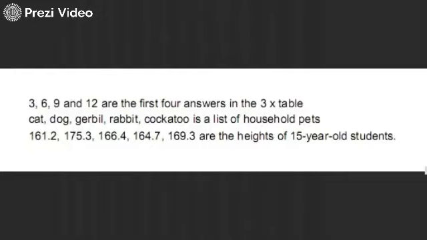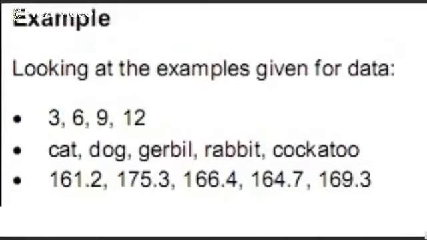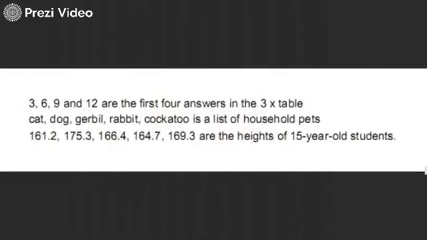Cat, dog, gerbil, rabbit, cockatoo is a list of household pets. So these 5 pets or 5 animals are actually a list of household pets, or these are animals which can be good household pets. Thirdly, we have the numbers 161.2. These are the heights of 15-year-old students. Suddenly, these numbers become more meaningful to us as it tells us of the heights of students. So, from the previous example, this data, we process this usually by a computer, and this becomes now information.